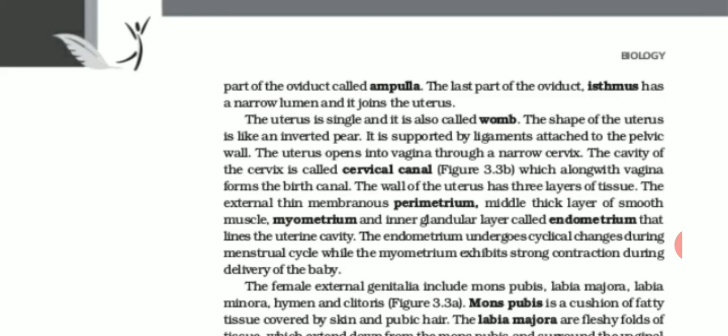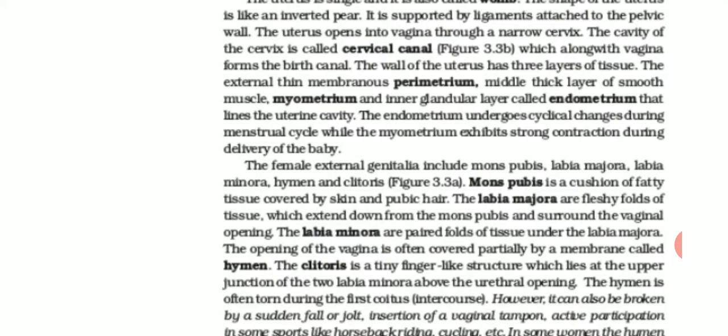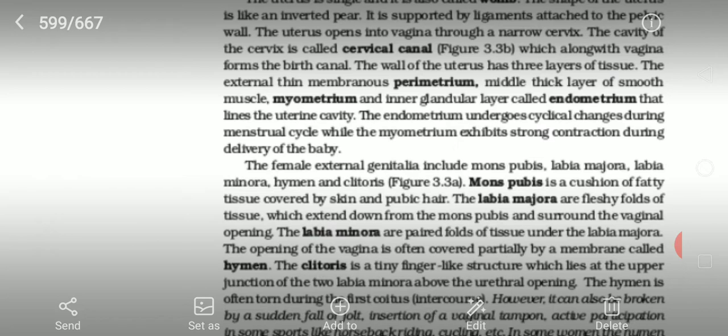The wall of the uterus has 3 layers of tissue. The external thin membrane perimetrium, middle thick layer smooth muscle myometrium and the inner glandular layer called endometrium. Okay, so ये जो यूट्रस है, यूट्रस की जो वॉल्स हैं काफ़ी थिक वॉल्ड होती हैं. तो ये जो थिक वॉल्ड है, यहाँ पे 3 टाइप्स की सेल्स मिलती हैं. सबसे बाहरी जो लेयर होती है that is known as perimetrium. सेकेंड मिडल लेयर थिक होती है और इसमें स्मूथ मसल्स प्रेजेंट होती हैं. It is myometrium. First is perimetrium, outermost, middle one is myometrium and the innermost is glandular layer है.